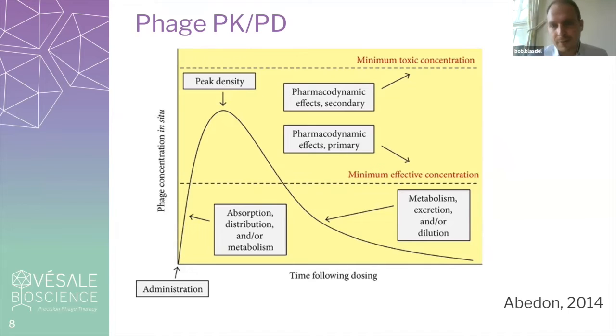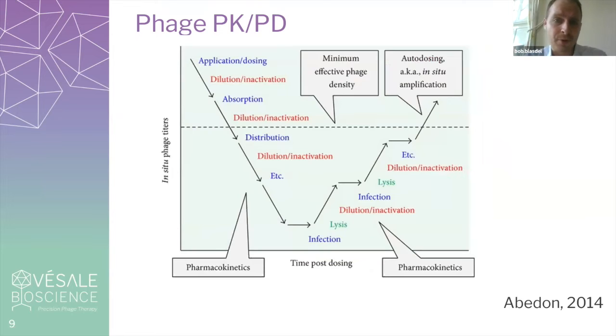What they're expecting is the story that we as a community have been telling for the last 20 years, which is that phage will do something more like this, where the phage are applied, they get diluted and inactivated just through diffusion into the body. But at a certain point, the phage will find its host and begin to replicate in situ, at which point the concentration will begin to go back up, up to the minimum effective phage density, allowing the infection to clear, regardless of how many phage actually reach the site of infection.